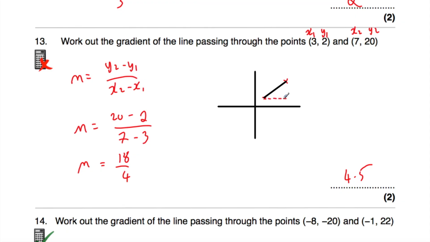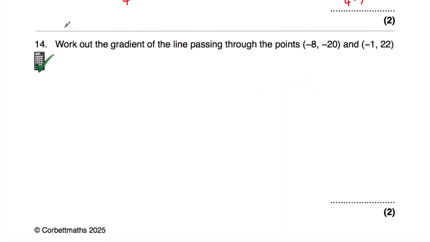So if we go across and up, and this point was the point 3, 2, and this point is 7, 20. So in terms of the run, we're going from 3 across to 7 across, so the run is 4. And in terms of the height, we're going from 2 up to 20, so the rise would be 18. And then we do rise divided by run, so we do 18 divided by 4, and that's equal to 4.5 again. So that's it.